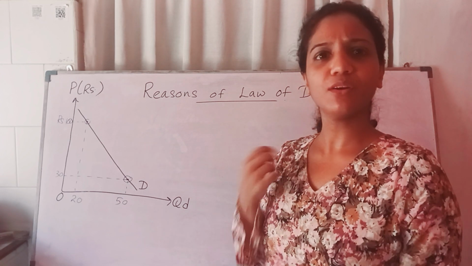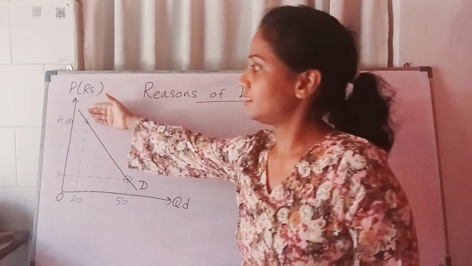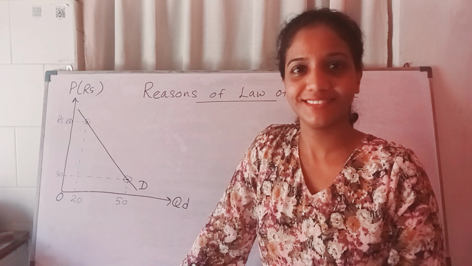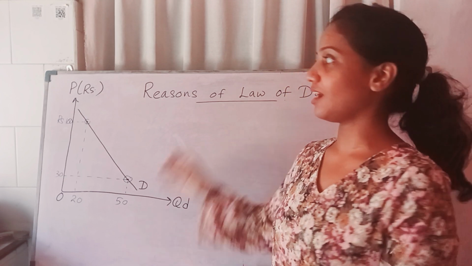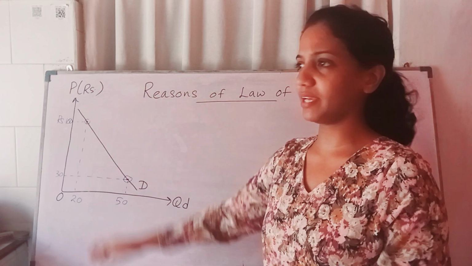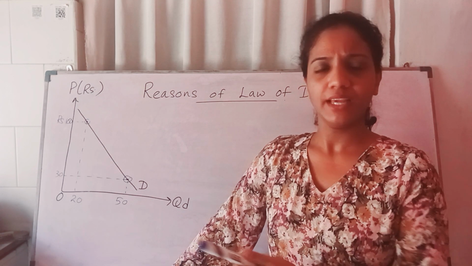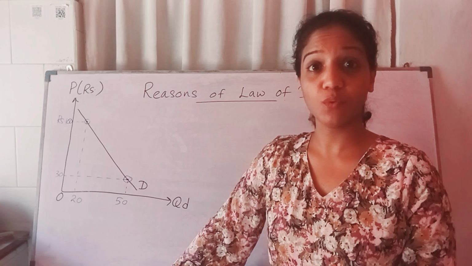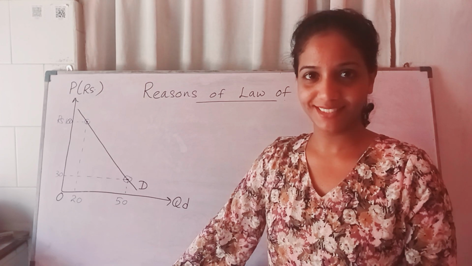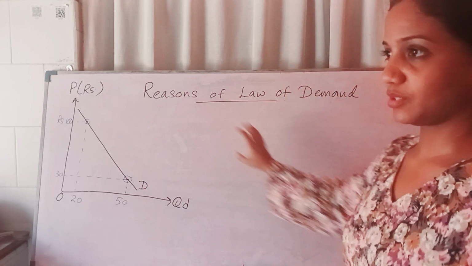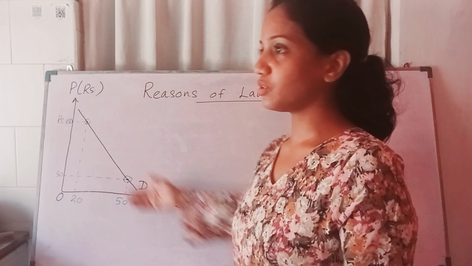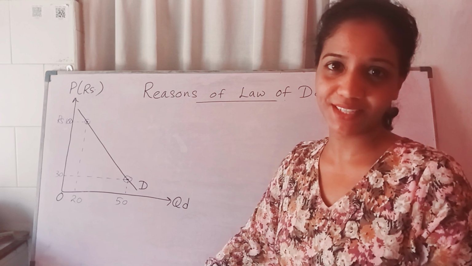So today what we are going to talk about is why the downward sloping demand curve happens, or what the reasons for the law of demand are. Or why, when the price of a particular good increases, its quantity demanded reduces? Why? We are talking about that in this part, right? So we are going to talk about the reasons for the law of demand, the reasons for the downward sloping demand curve of a normal good, right?